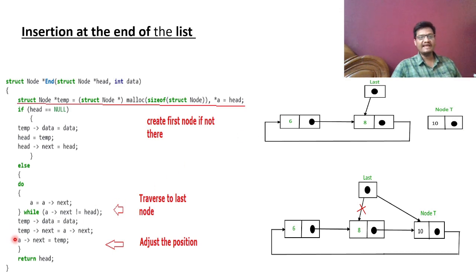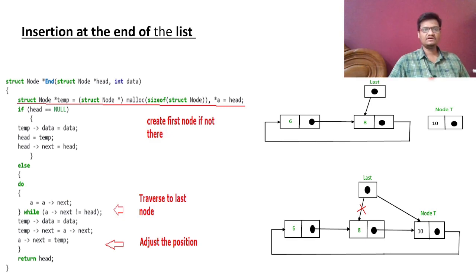After that, a next equal to temp. Now we are replacing this address. Now this will refer to this node address, I mean the newly created node address. After that, the circular linked list will look like this. And lastly, we are just returning head, the starting address.